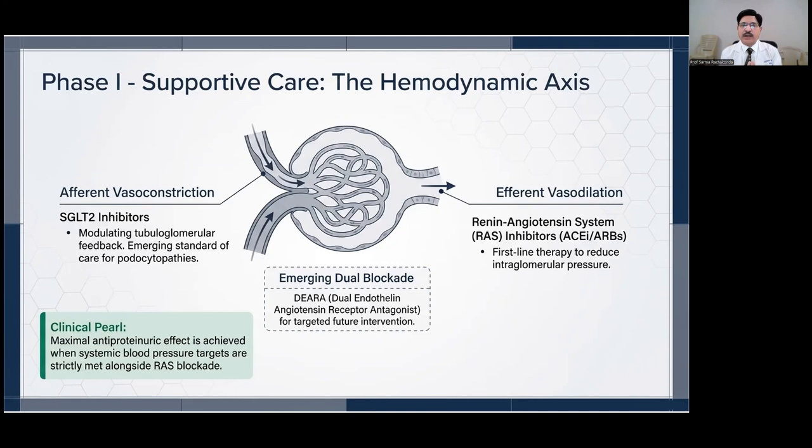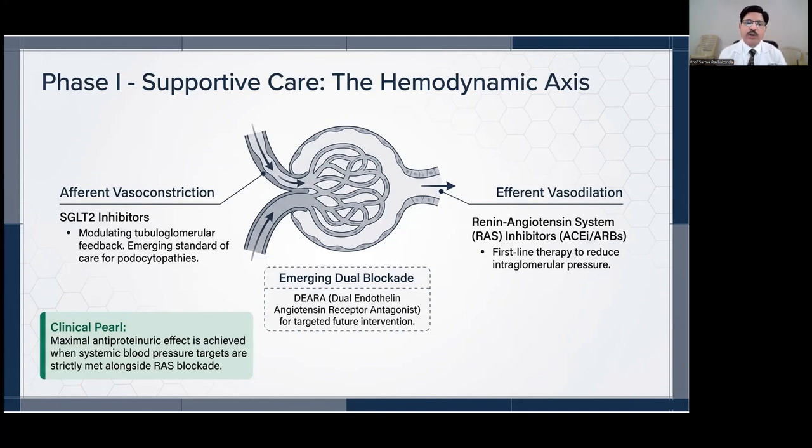Emerging dual blockade is there. Now we have got endothelin antagonists, the bosentan group of drugs, and angiotensin receptor antagonists, ARBs. We have got a double blockade, DERA, that is dual endothelin angiotensin receptor antagonist. That means it works like a bosentan on the endothelium, and it works like an ARB on the RAS front. That is the dual endothelin angiotensin receptor antagonist. This is called the DERA, an emerging dual blockade. What is the clinical peril here?